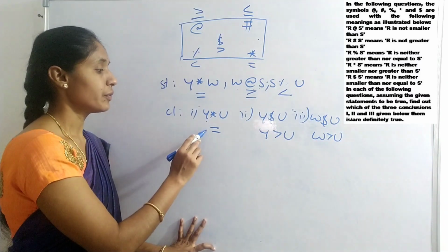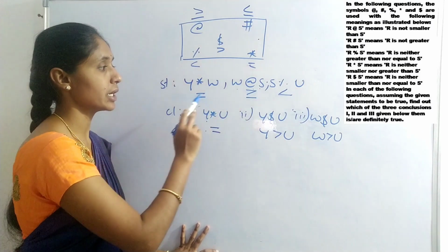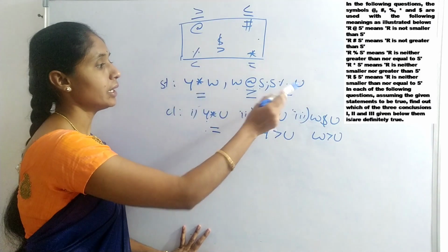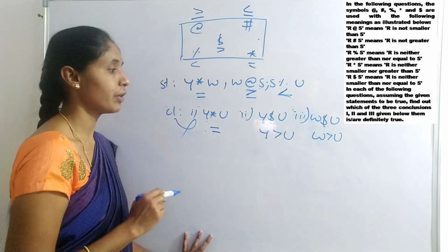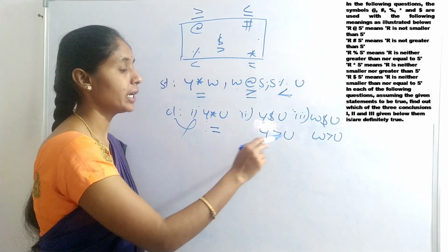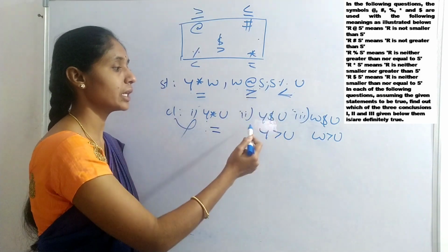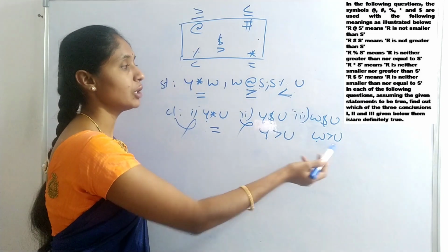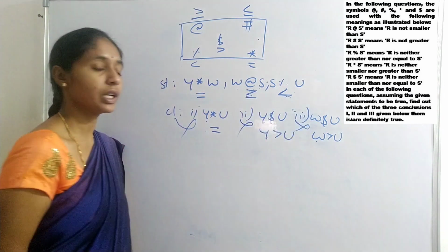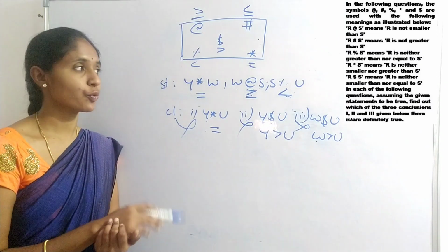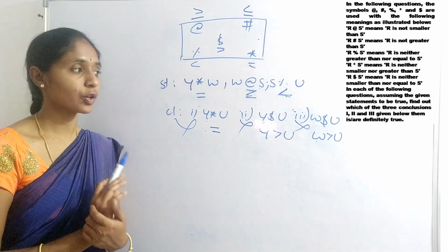Okay. So first conclusion, Y equals to U. From this given statement, Y and U. So greater than, less than. We cannot find. So eliminated. Y greater than U. Y is here, U is here. Here also greater than, less than. No relation. W greater than U. So greater than, less than. No relation. So none is true for this question. No conclusion will follow.